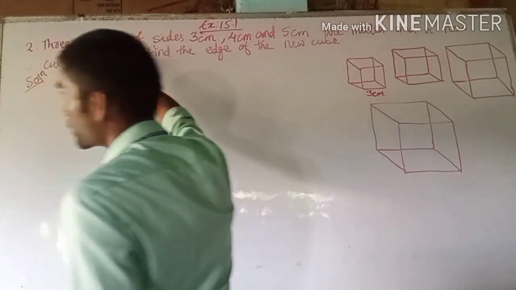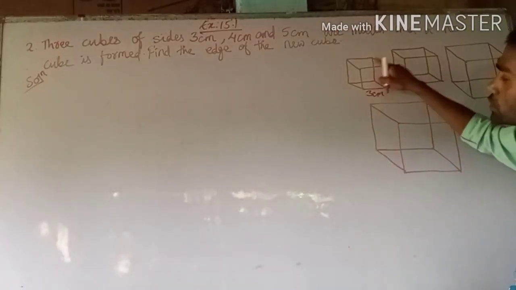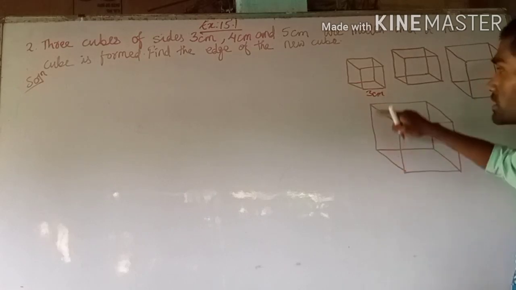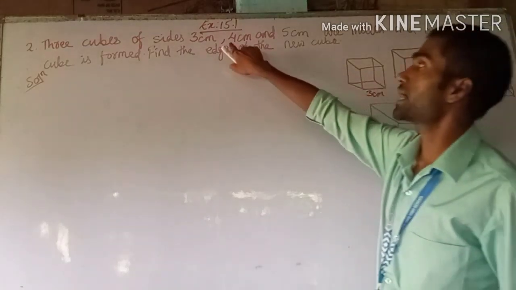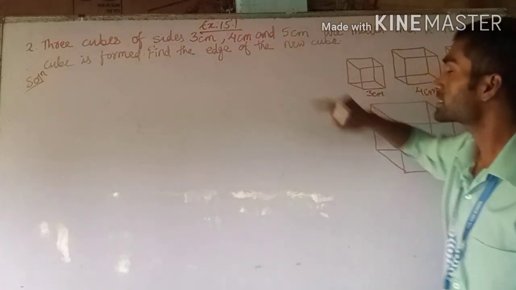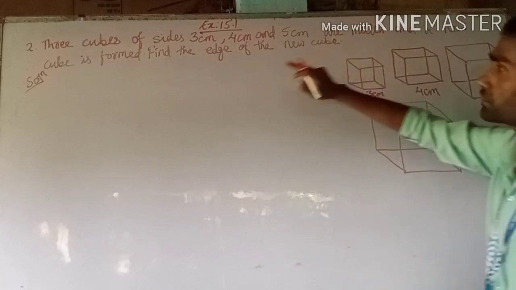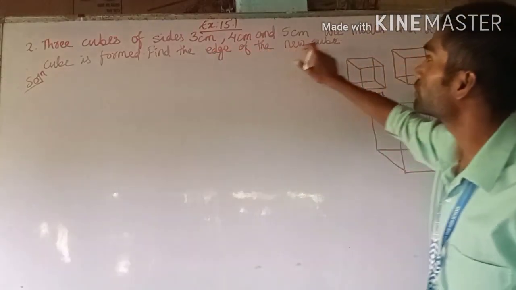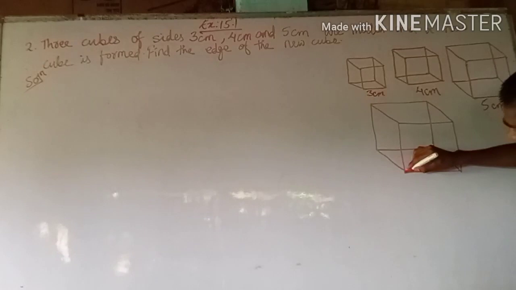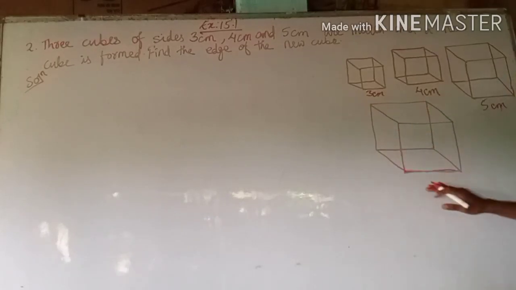Now it is a cube, so if one side is 3 centimeter, then all the sides will be equal to 3 centimeter since it is a cube. The side of the second cube is 4 centimeter, and next it is 5 centimeter. What is asked is the edge of the new cube, that is, the length of the cube that is formed after melting these 3 cubes.